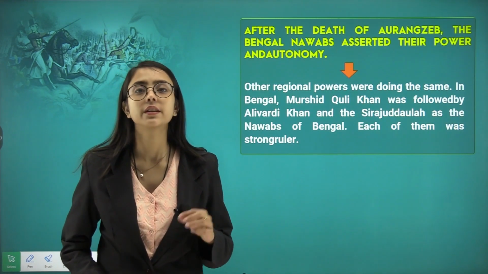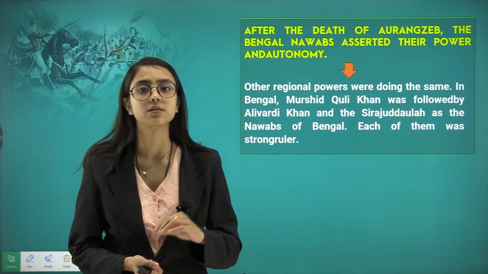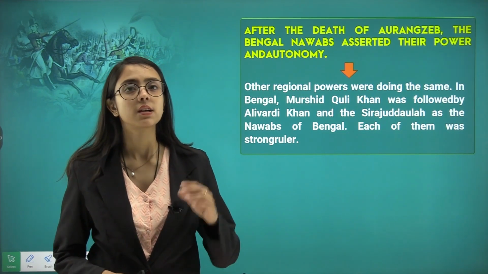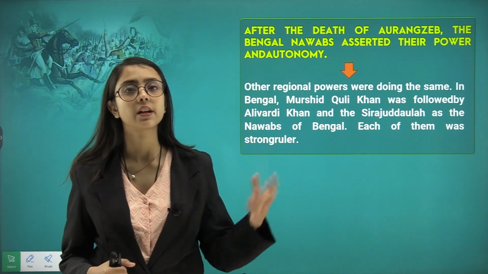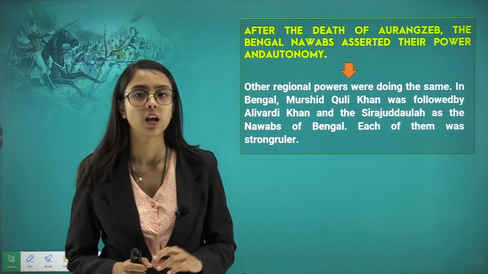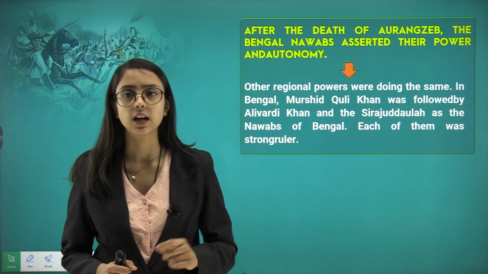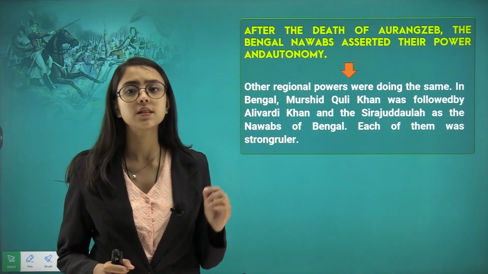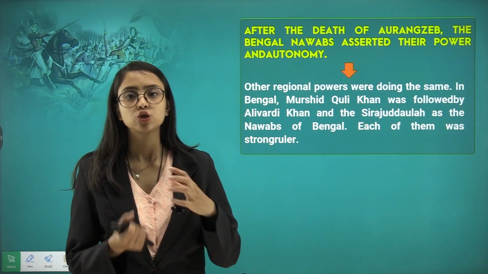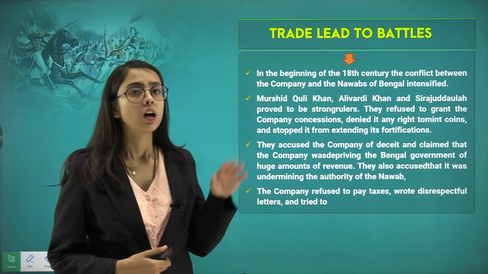Now, after the death of Aurangzeb, the Bengal Nawabs started to assert more power and autonomy. That was necessary also because the operations of the East India Company were getting out of hand. Other regional powers were doing the same thing. Murshid Quli Khan was followed by Alivardi Khan and then Sirajuddaulah. As the Nawabs of Bengal, they started to control and assert their own power so that they could manage and become strong rulers. So, trade led to battle.